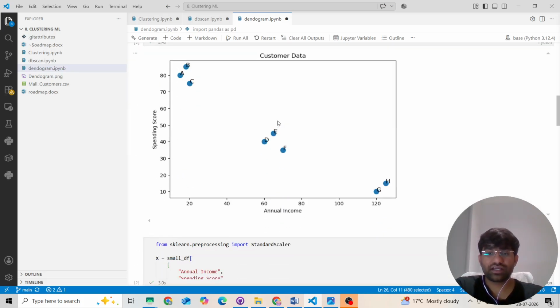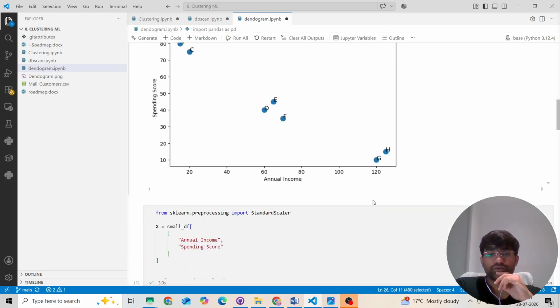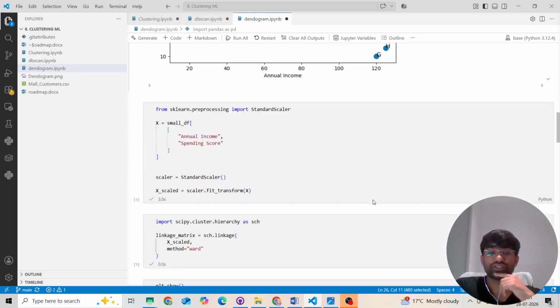If I visualize the data, our data looks something like this. These are customers A, B, C, customers D, E, F, and customers G, H. If I visualize this, I can say we have to form 3 clusters, right? ABC will be one cluster, DEF another cluster, and GH the third cluster. So we can form 3 clusters. By visualizing I am saying this, but in real time we will have a lot of data, and we can't just visualize and say what the optimal number of clusters is. We have to use the dendrogram.